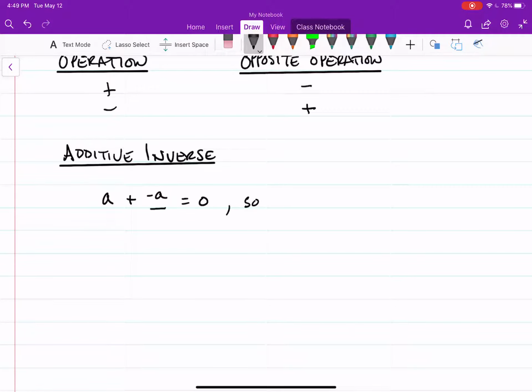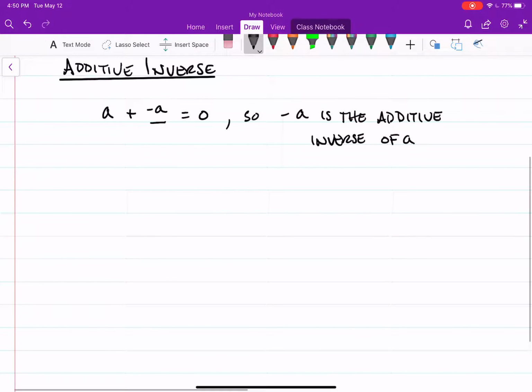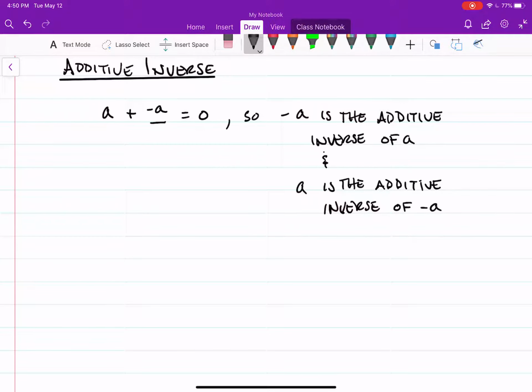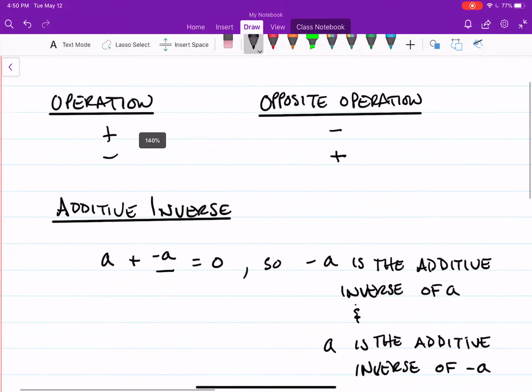So negative A is the additive inverse of A. And A is the additive inverse of negative A. Okay, so you see what I mean by opposite operations as well, right?